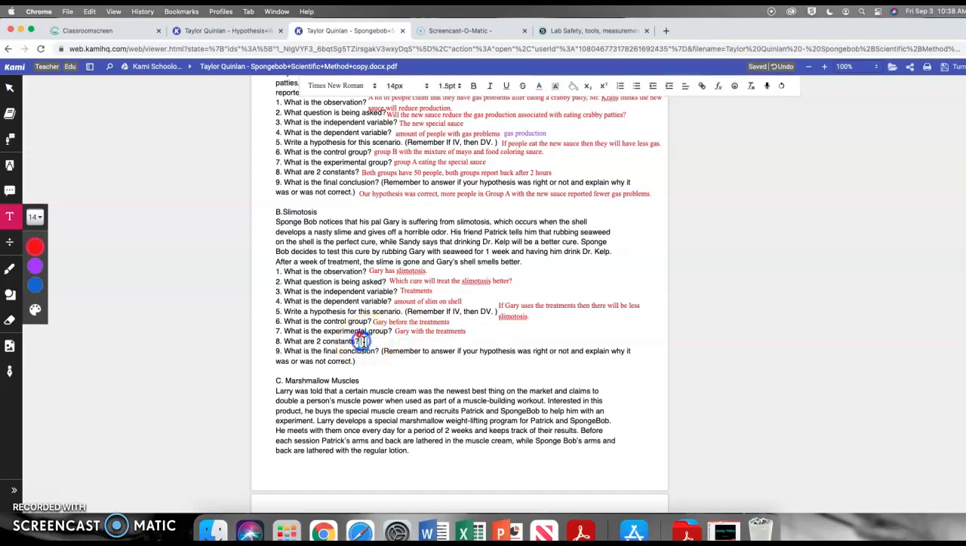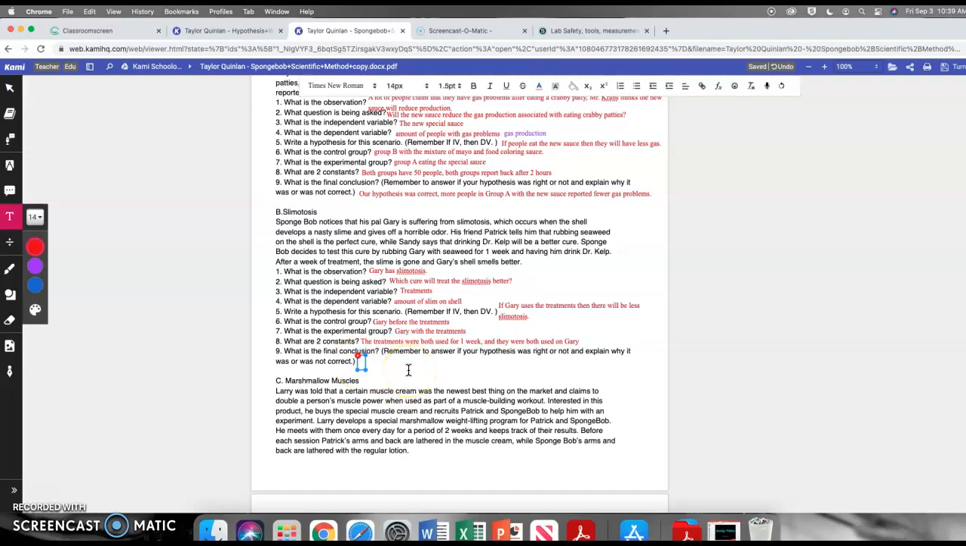Two constants. One constant is the treatments were both used for 1 week, and they were both used on Gary. It wasn't like SpongeBob used one and Gary used one. They were both used. There are a bunch of different ones that you could use, but they were both used on Gary.